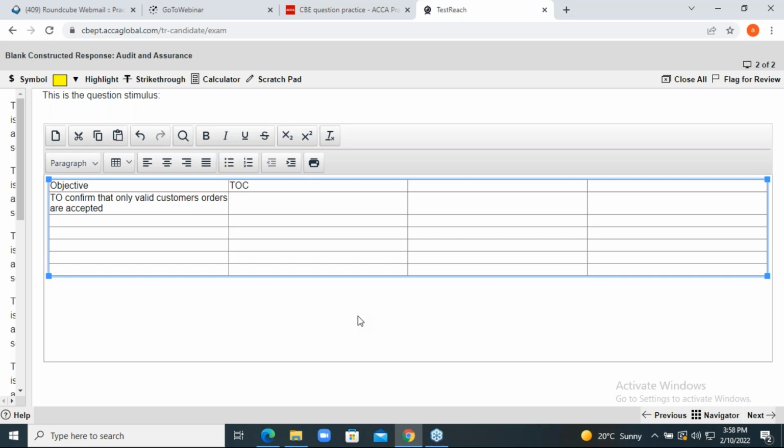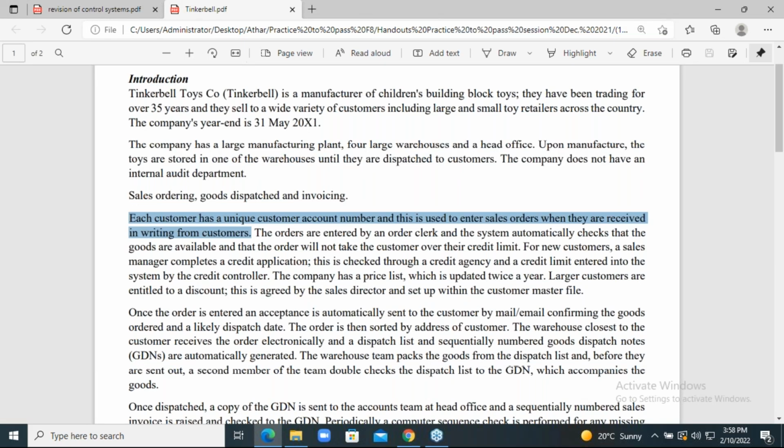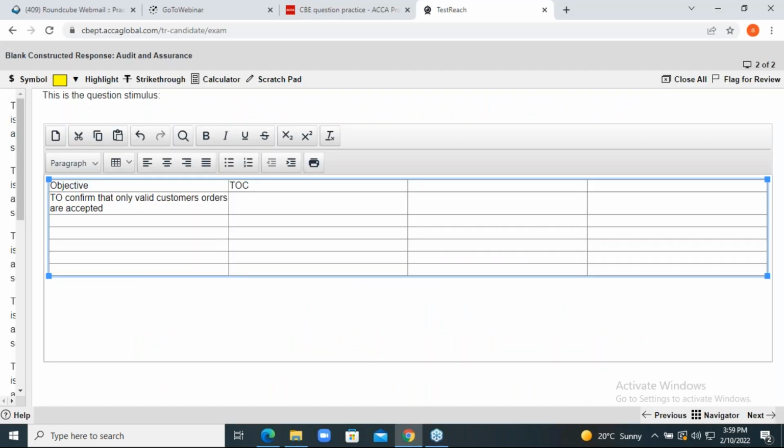Now how can we confirm that? We need to confirm that each customer has a unique customer account number, and this is used to enter sales orders. So we will do the opposite. What they do is enter that specific unique customer account number and start ordering for this customer. What we will do opposite to that is apply CAT. So what are CATs? CATs are computer assisted audit techniques.